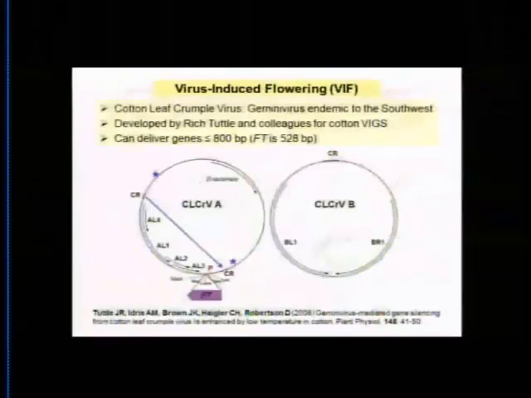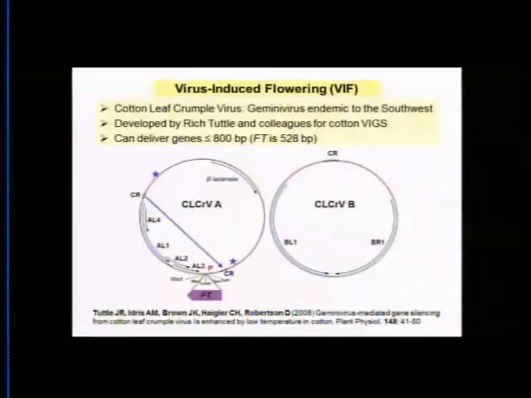This is the structure of the vector that we use. It's relatively straightforward. I'll point out that we did not actually develop the virus or develop it as a tool. That was done by Rich Tuttle, Candace Hagler, and Nikki Robertson working at North Carolina State University. They developed this technology for VIGS, virus-induced gene silencing.